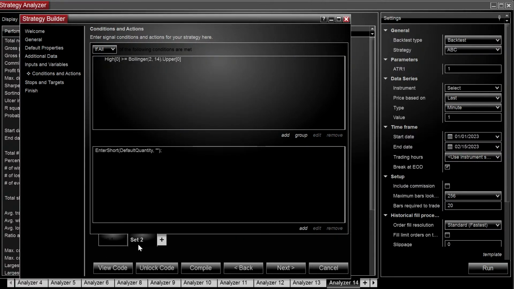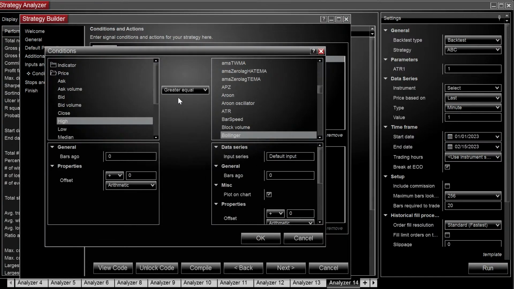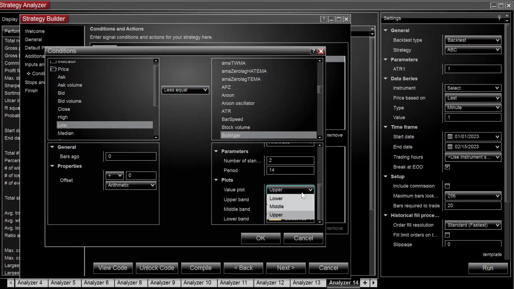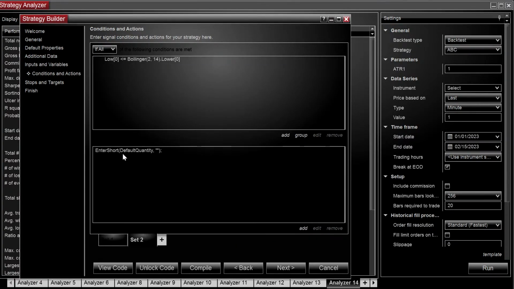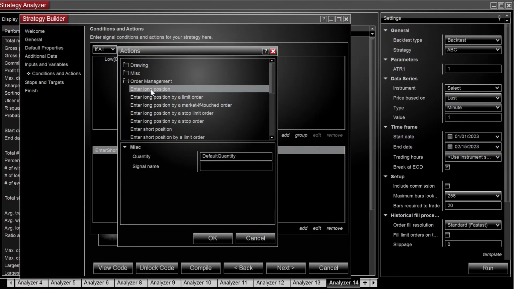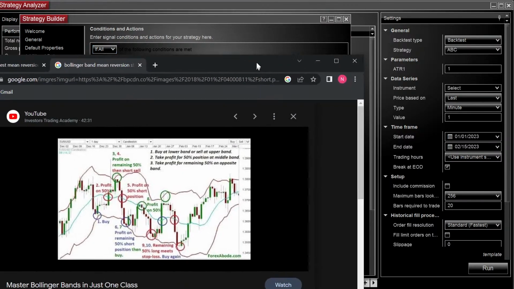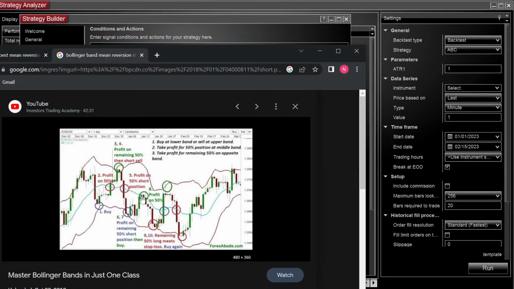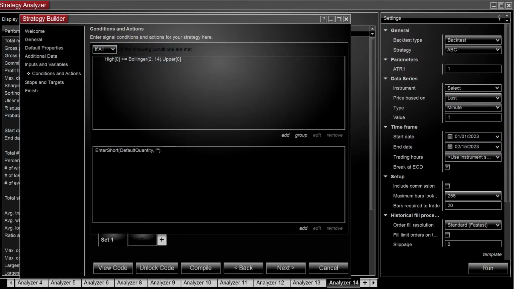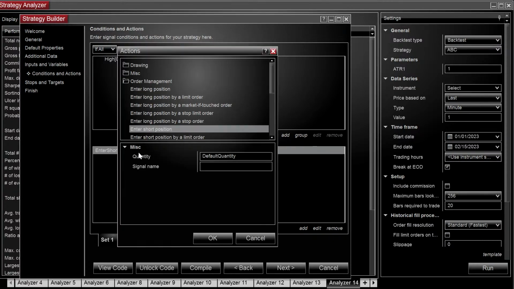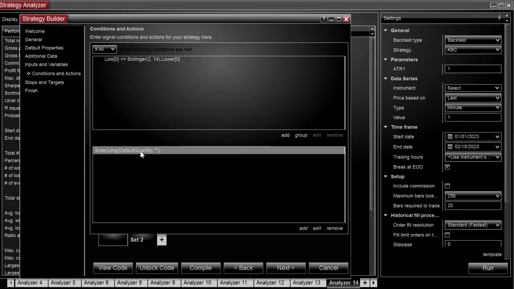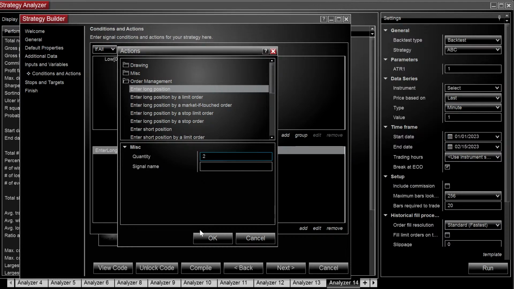Let's go ahead and duplicate this tab. Now for the long side, it's low. So low is less than or equal to the lower band. And in this case, we're going to enter a long position. So it does want us to take off 50% at the midline and the other 50% at the other line. So that means we're going to have to enter in 2 contracts instead of 1, because the default quantity is 1. So we're going to do 2, and we're going to do 2 over here.